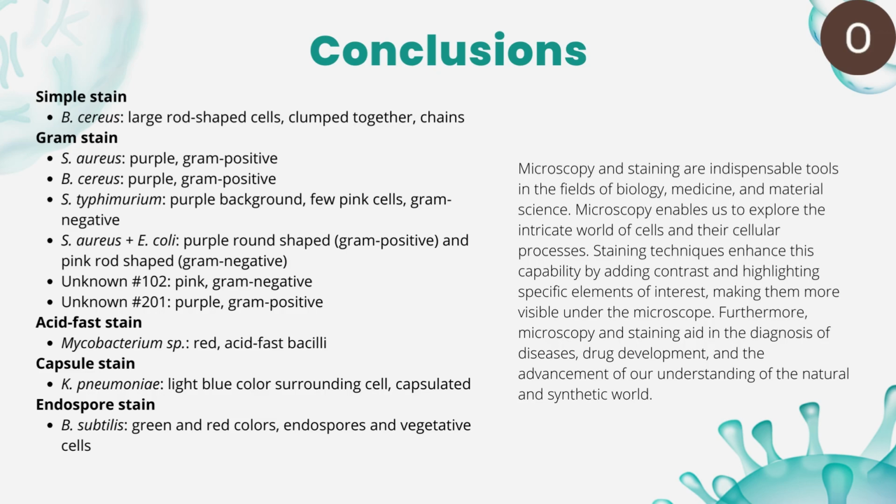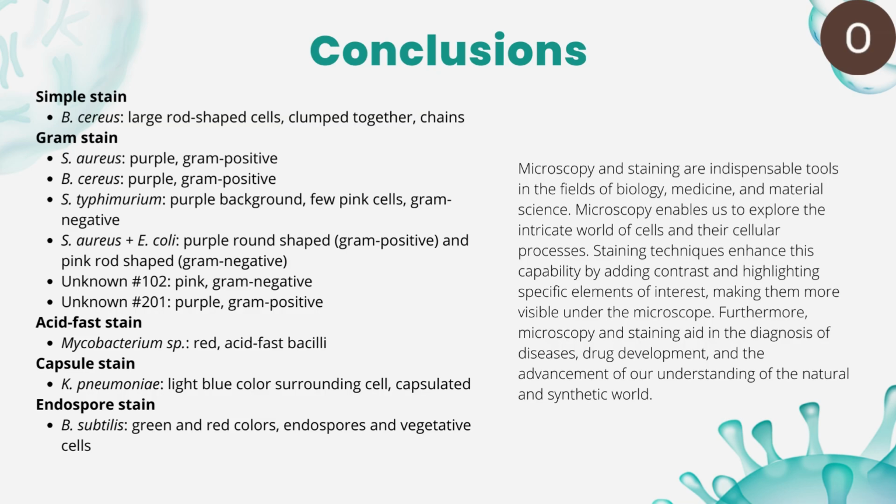For the capsule stain, this tells us if a capsule is present, if it's capsulated or non-capsulated. K. pneumoniae appeared light blue around the cell, meaning that it was capsulated. If it was non-capsulated, it would have had a dark blue color around the cell.